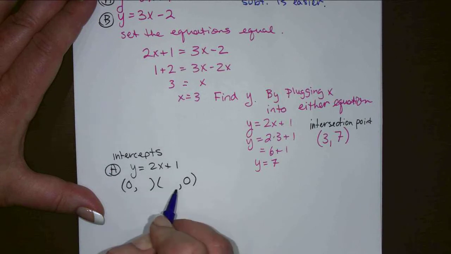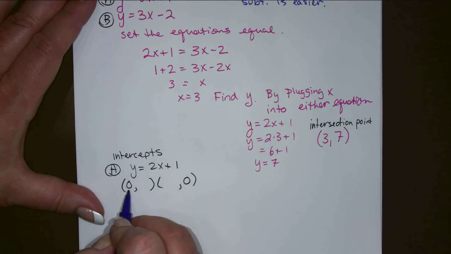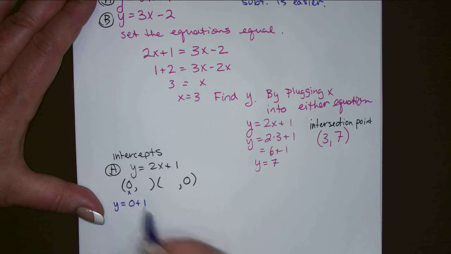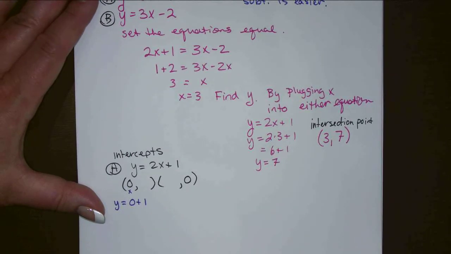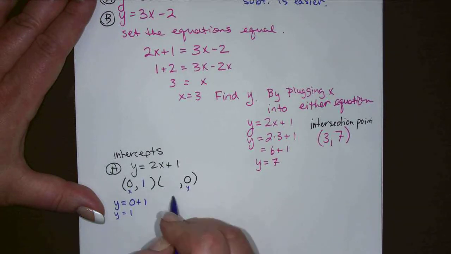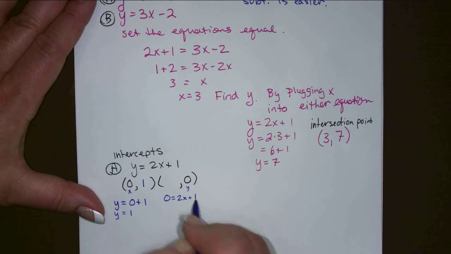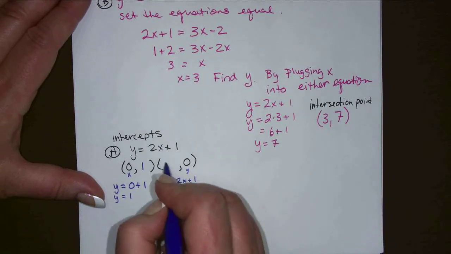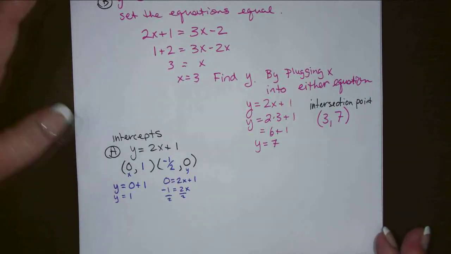So you need these 2 points. So this says what? X is first. So this is when X is 0. So if we plug 0 in for X, 0 times 2 is 0. Don't even write the 2. So what do we get here? 0 plus 1 is 1. And just put the number right in there. Now this says Y is 0. So 0 equals 2X plus 1. So what do we get? X is negative 1/2. Write the point right in there.